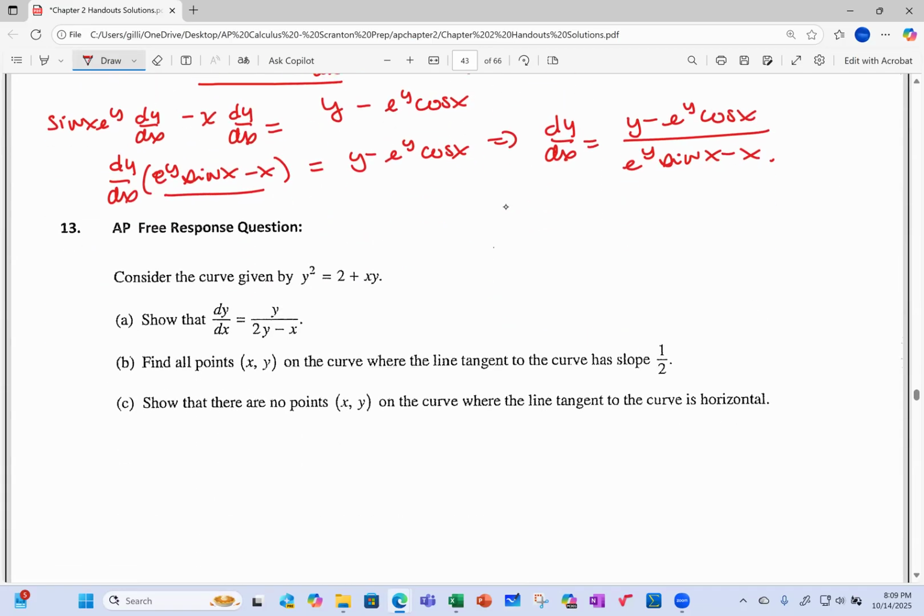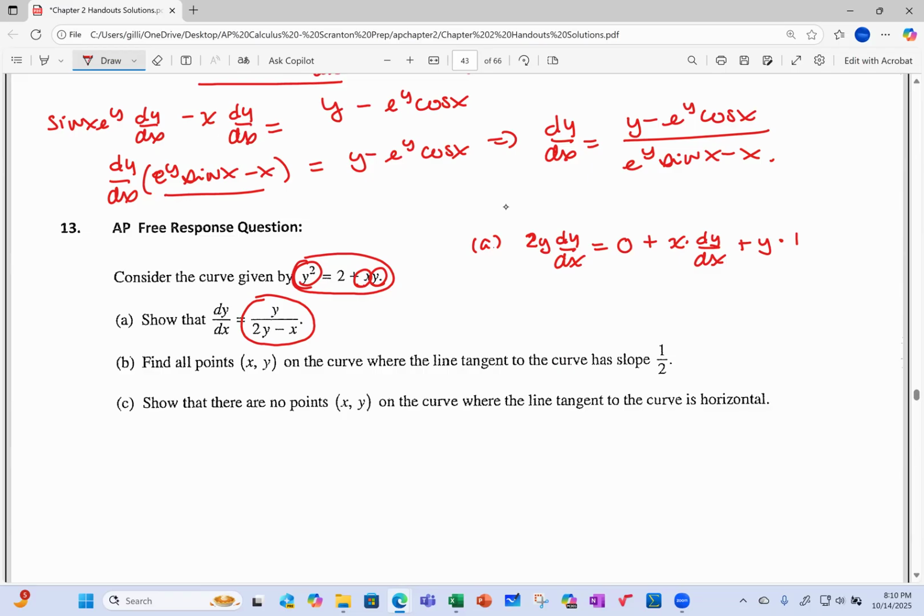Down here, a good question for your exam is, I'm going to give you an equation and ask you to show me that the derivative ends up equaling this. So once again, we're going to do implicit. So for part A, the derivative of y squared is 2y dy dx, and the derivative of 2, a constant, is 0. The derivative of xy by a product rule is going to be x times the derivative of the second, which is y, which is dy dx, plus the second, which is y, times the derivative of the first, which is 1.